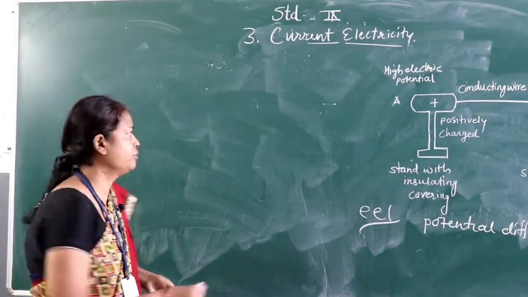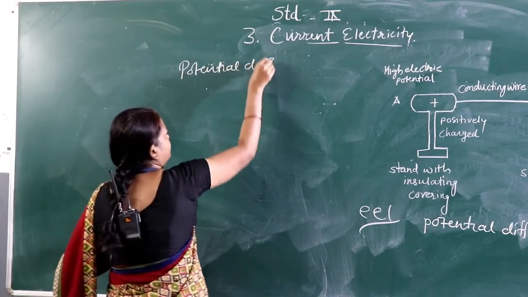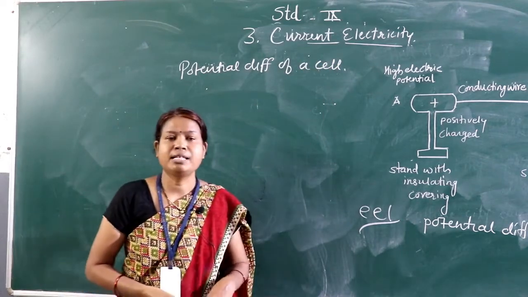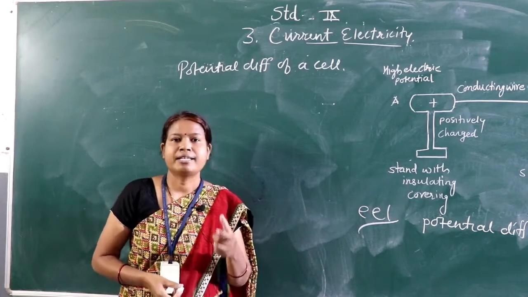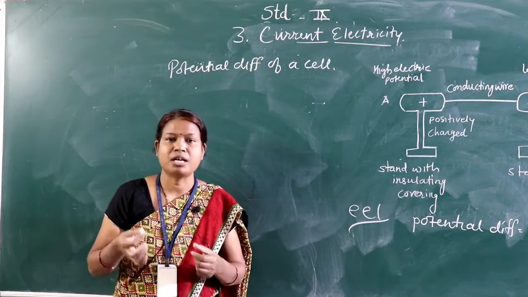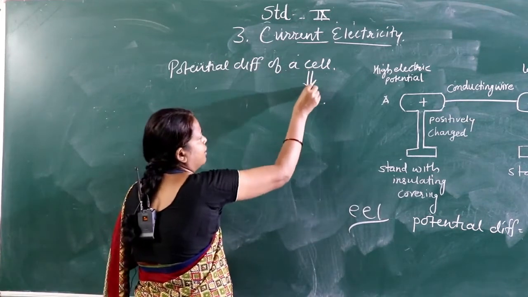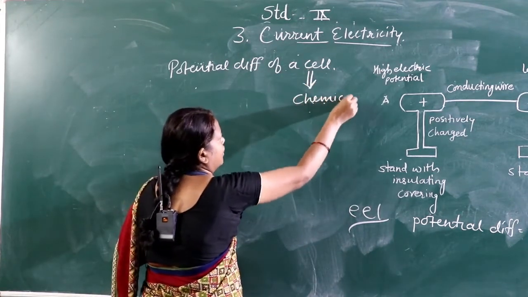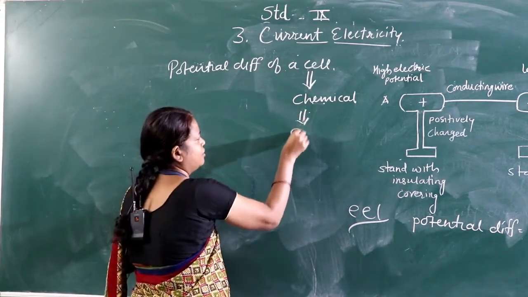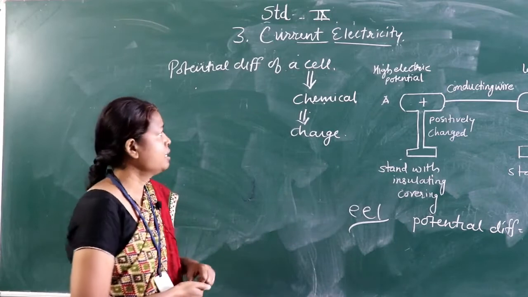What is the potential difference of a cell? You all know what a cell is. It is not the cell that is the fundamental unit of life. It is a cell, or a battery, which we use at home in many electric appliances. This cell contains chemicals, and those chemicals carry the charge. That is called a cell.